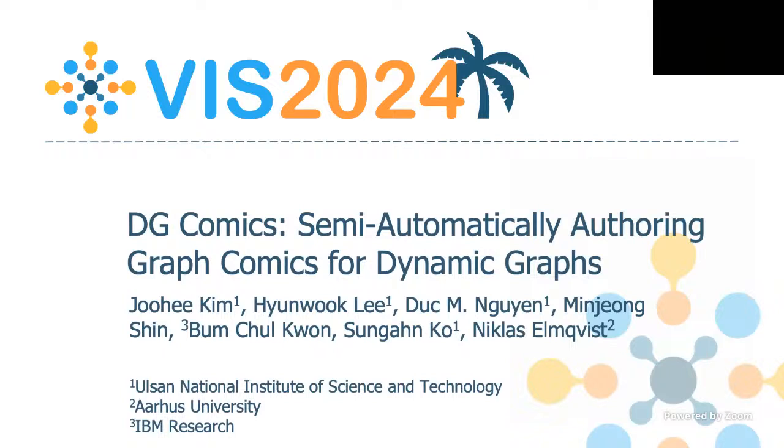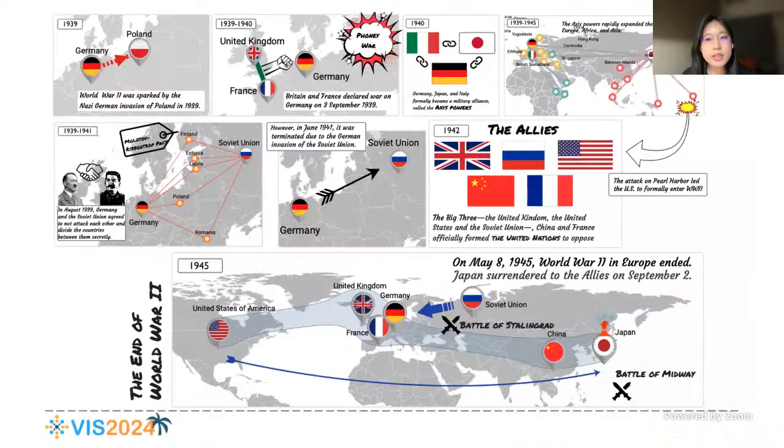Thank you, Chair. I'm Jui Kim from Ulsan National Institute of Science and Technology, and I'll be presenting our work, DG Comics, semi-automatically authoring graph comics for dynamic graphs. Dynamic graphs can represent various systems and phenomena through their evolving relationships. However, it is still challenging to extract meaningful stories from them and convey these stories to an audience.